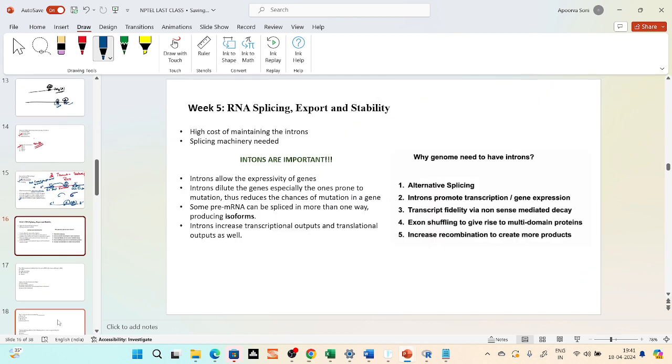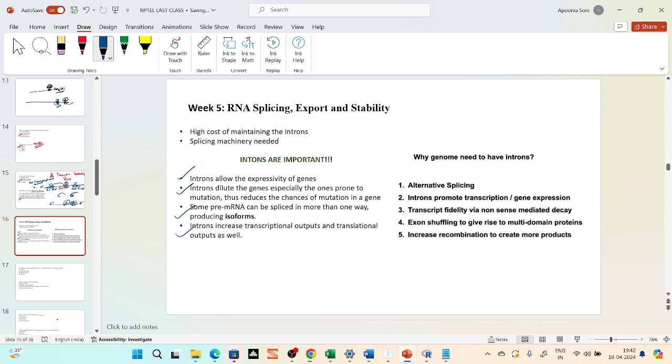So now we come to week 5. In week 5, we have studied the importance of introns. We know that there is a high cost required for the maintenance of introns, but still our body has introns because introns allow the expressivity of the gene. Introns dilute the genes, especially the ones which are prone to mutation, and pre-mRNA can be spliced in more than one way, which can produce isoforms, which is only possible because of introns. Introns increase transcriptional outputs and translation outputs as well.